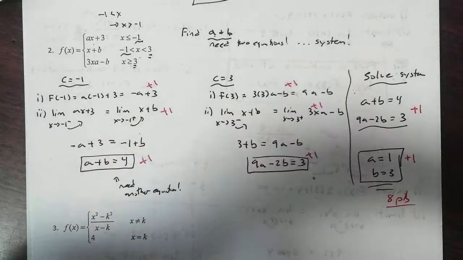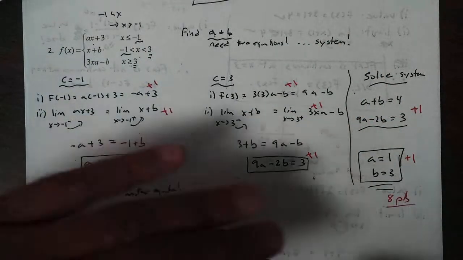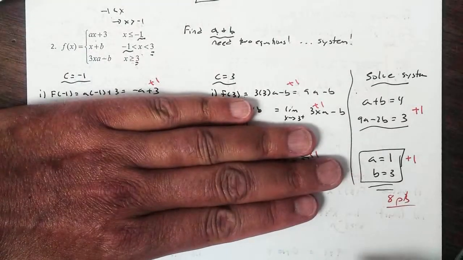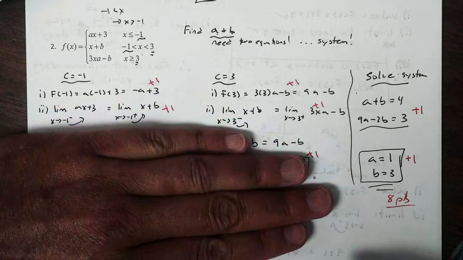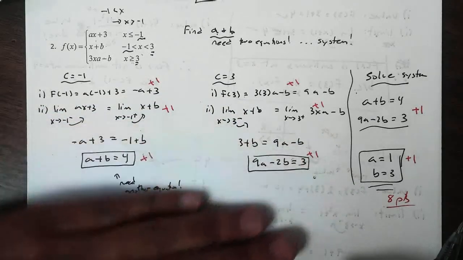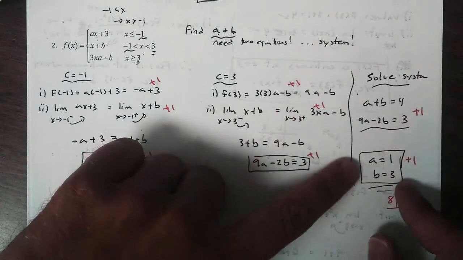But you're showing your calculus, and you're showing understanding. And this is how the AP grades. They want to see, do you know continuity? Find the value. Do you know that you have to find the limits of each side and set them equal to each other? Do you know to get your equations? And do you know how to solve it?